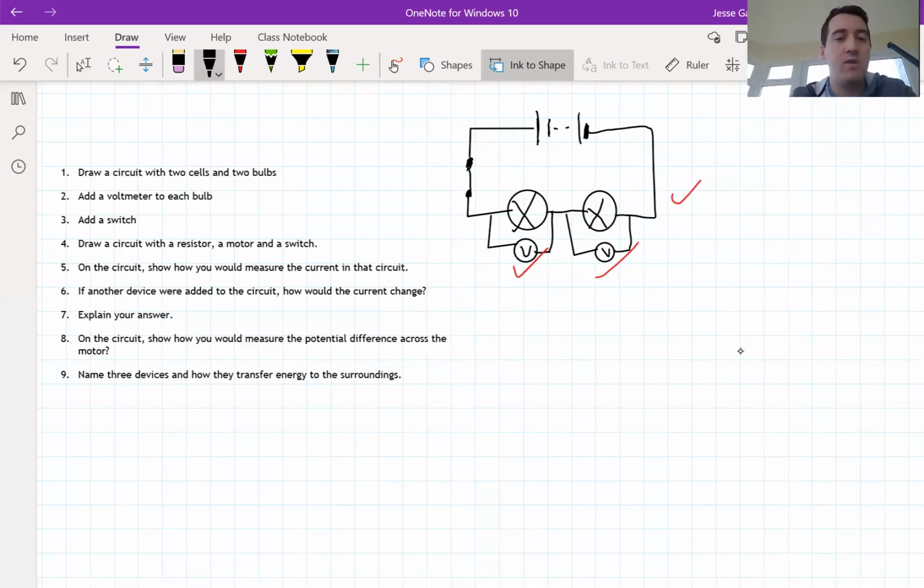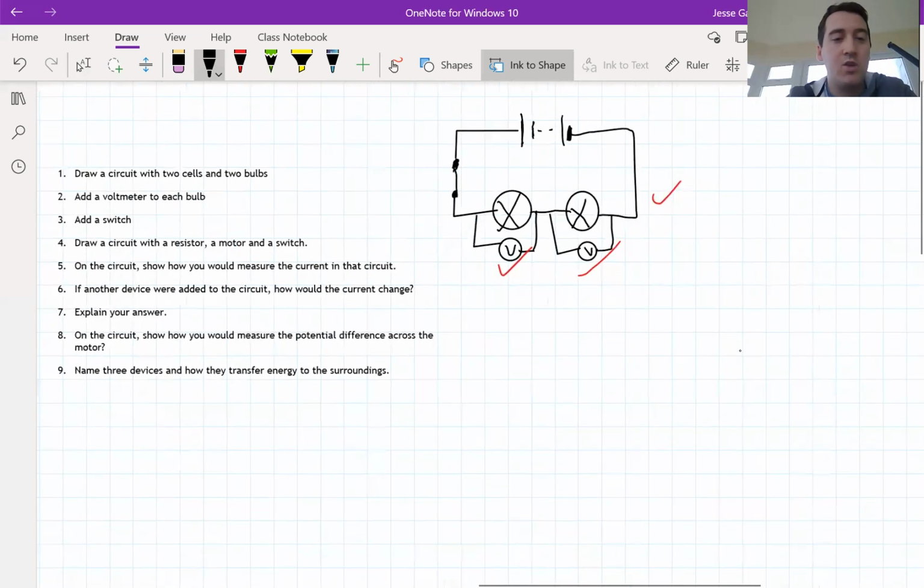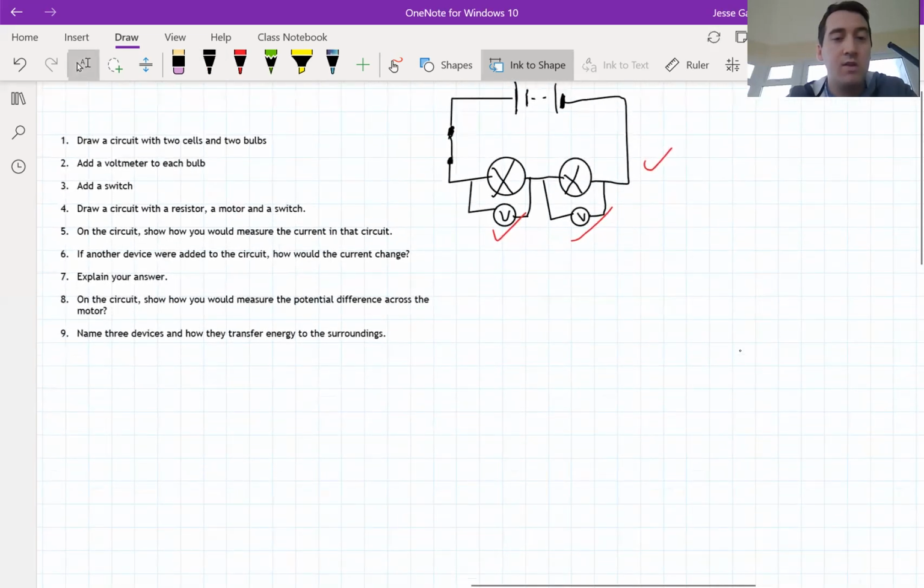Draw a circuit with a resistor, a motor, and a switch. Okay, it doesn't say anything about a cell, so I'm presuming you need a cell. I'm going to have to fix that. I'm going to add that so that it's right for the next time.